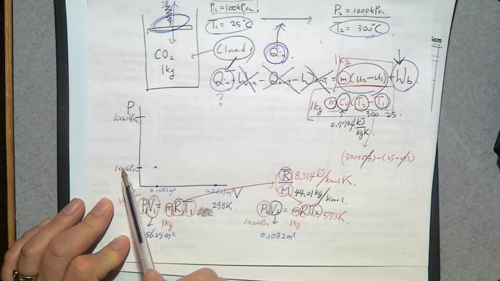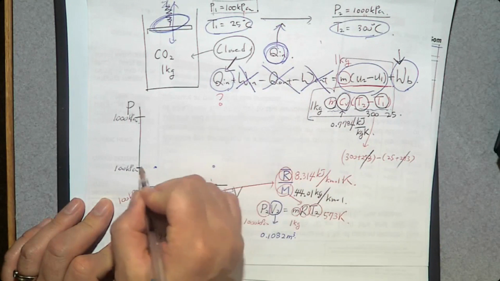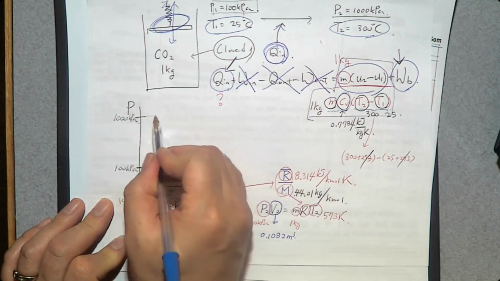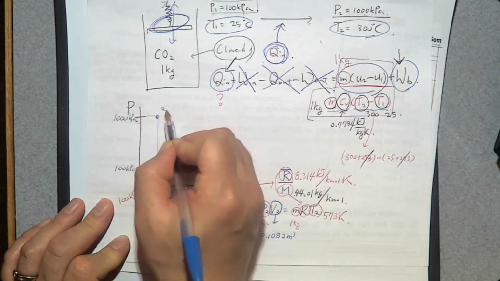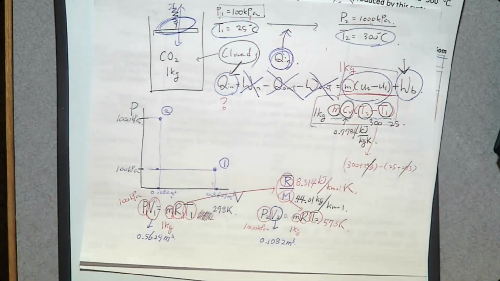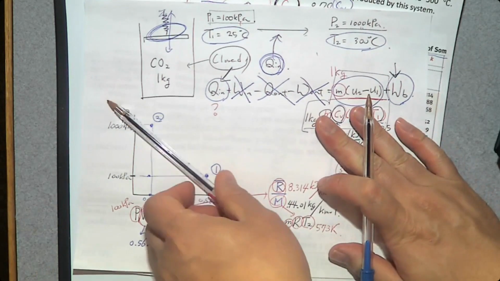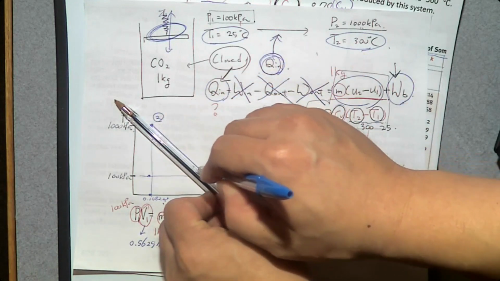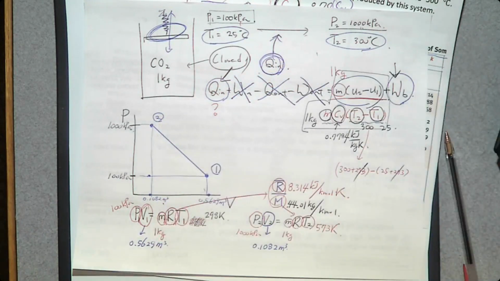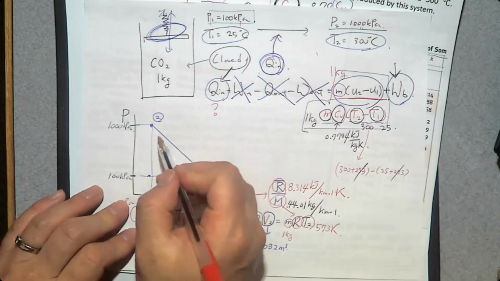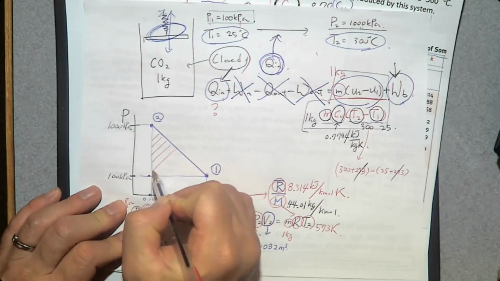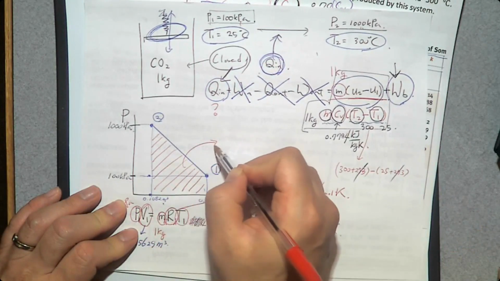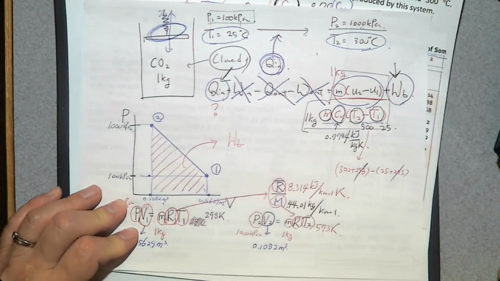So we have 100 and this one. So here is the initial state. Here we have the final state. And we know when you have a piston cylinder device, we have this. This one is a straight line. So if you determine the area here, this area is going to be moving boundary work.